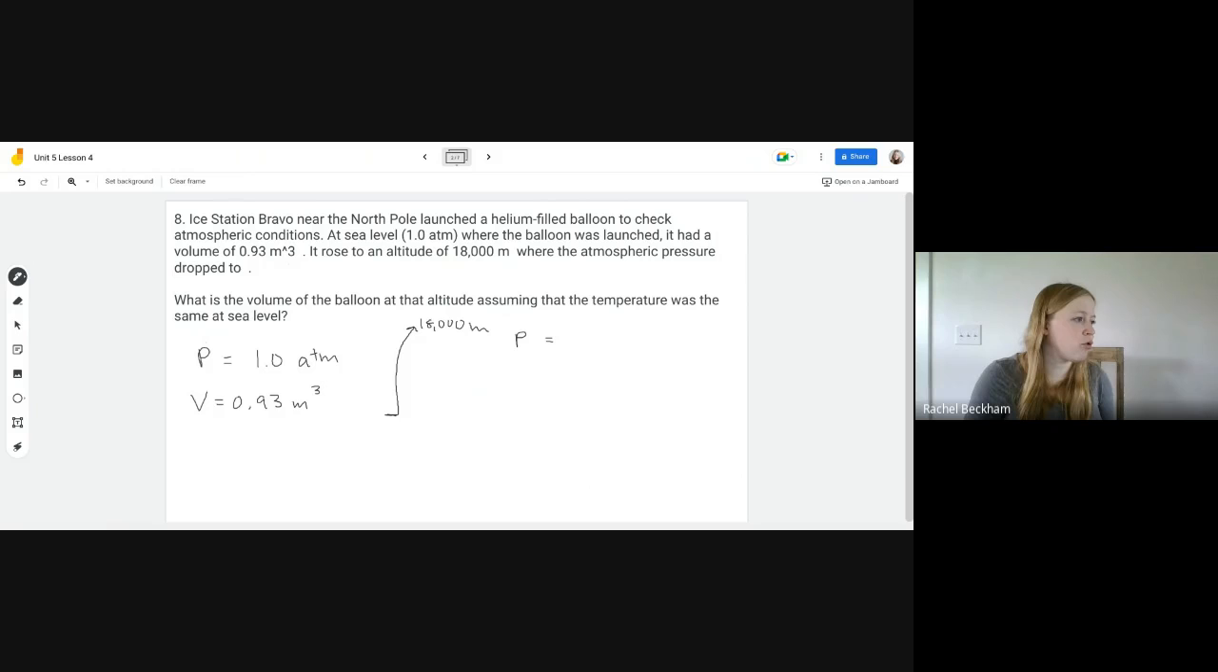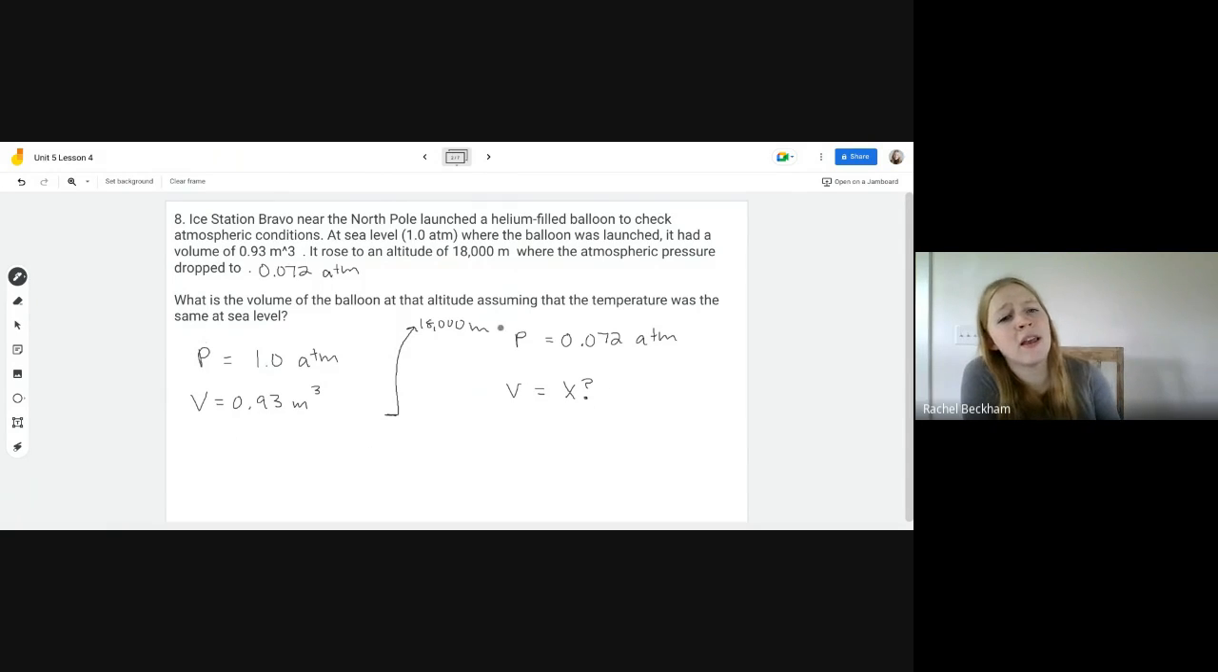The pressure dropped to 0.072. That's what it's supposed to say here. It didn't copy over. Atmospheres. Okay, so now the pressure is lower. It's 0.072 because we're higher up in the sky. What is the volume of the balloon at that altitude? So it's my X. What's the volume at that altitude?